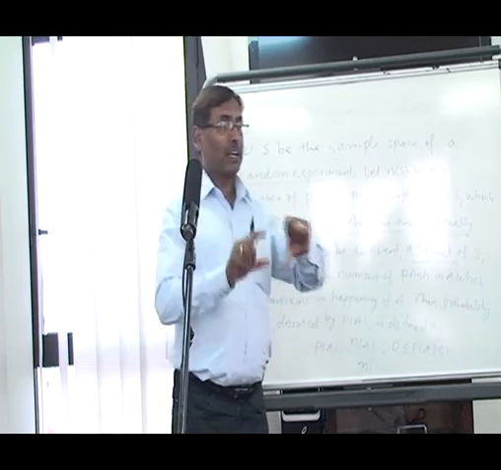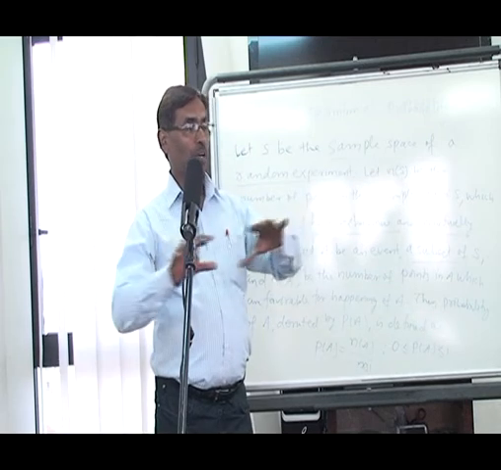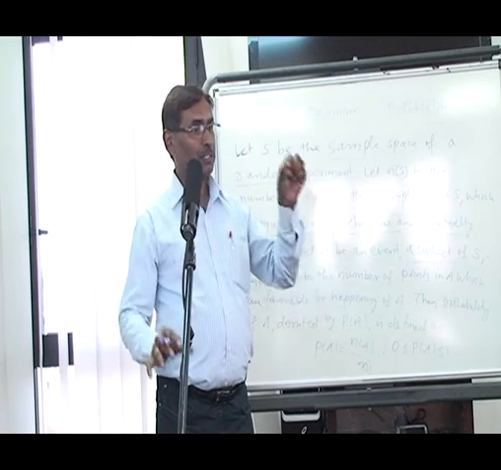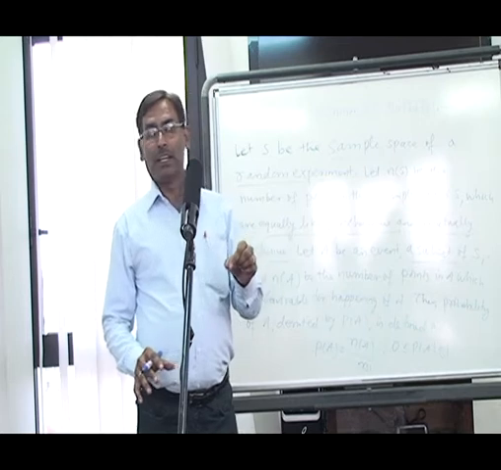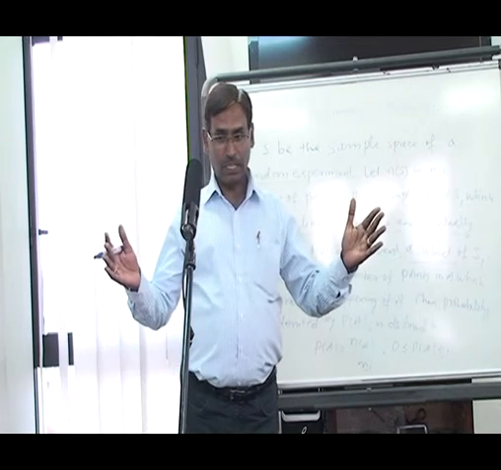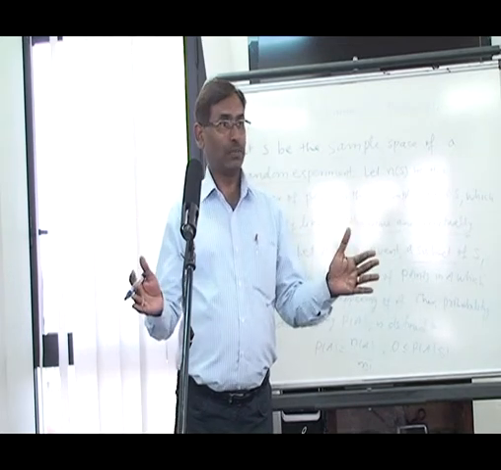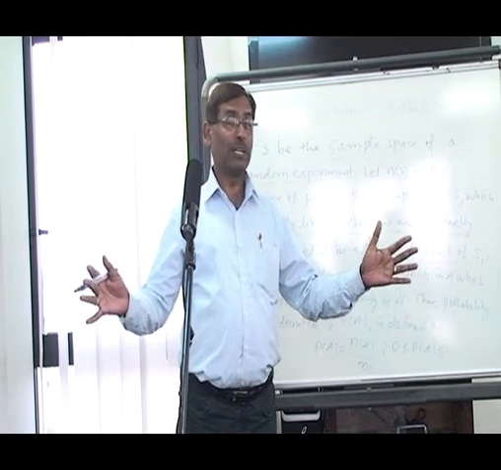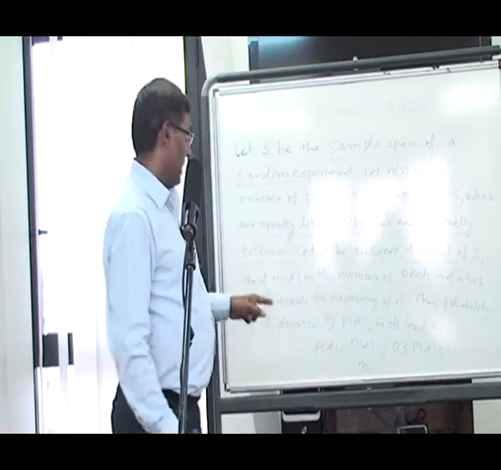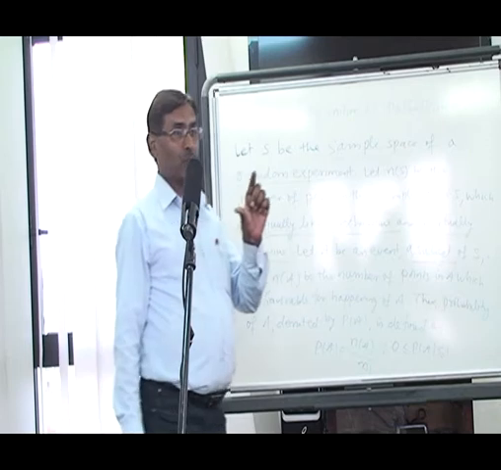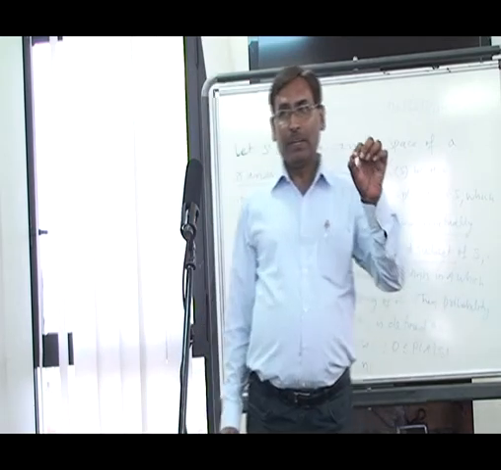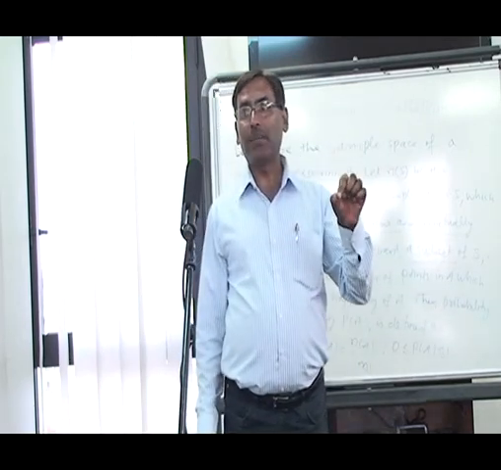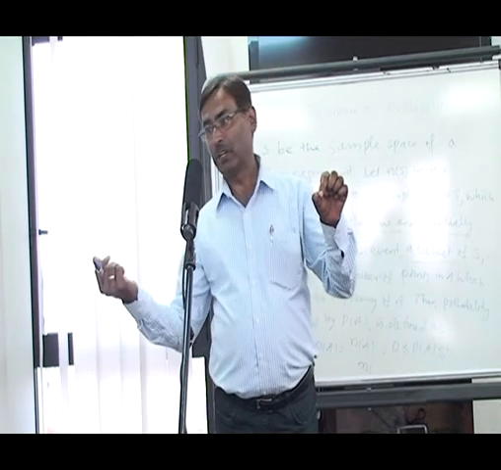Exhaustive means complete possibility. There is no other way. Once you decide about the experiment, whatever the possible outcomes are, that we call exhaustive. These are the only possibilities. Beyond that, there is no possibility. And mutually exclusive means that if a particular event is happening, the other event will not happen.